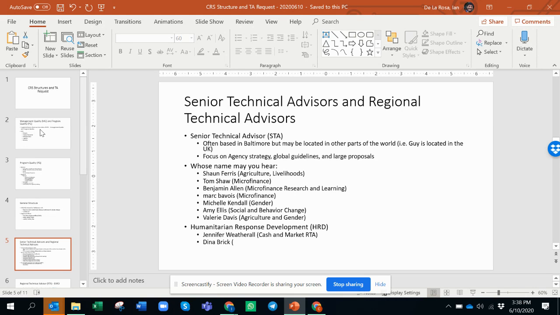So names you may hear: Sean Ferris, he leads up a lot of our agricultural and livelihoods. You may hear Tom Shaw, who does a lot with our microfinance, and he works with Benjamin Allen, who does basically research. We can go and ask him to help us develop research questions for microfinance. Mark Beauvoir is really kind of the father of private service providers. He's worked a lot with the country program.